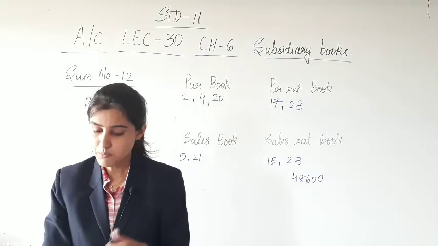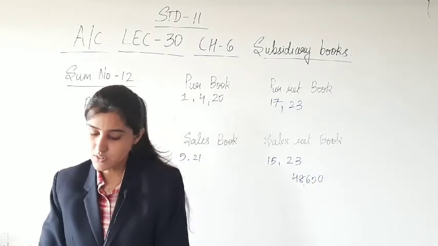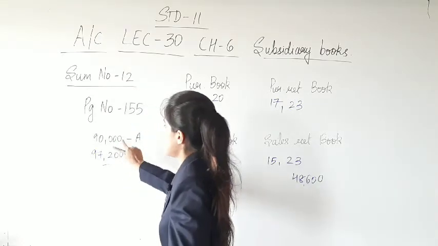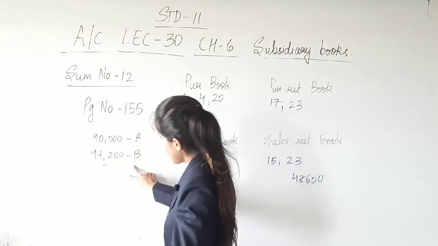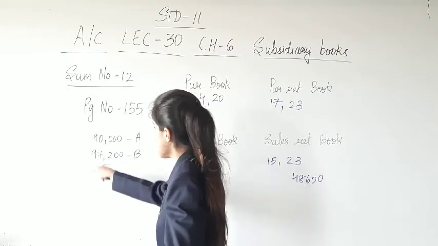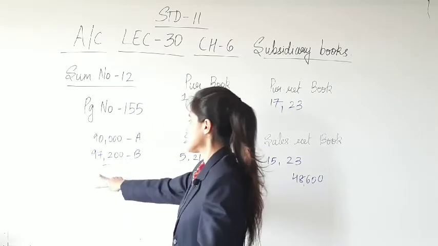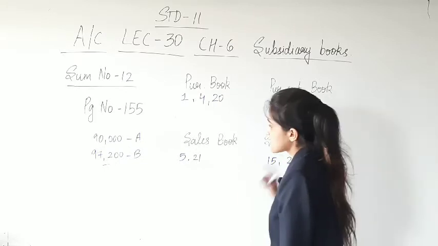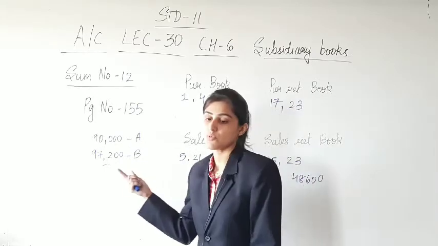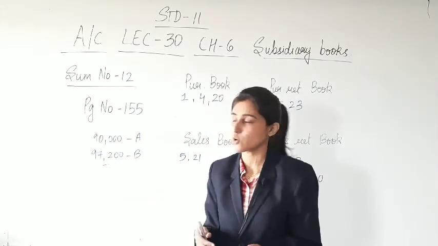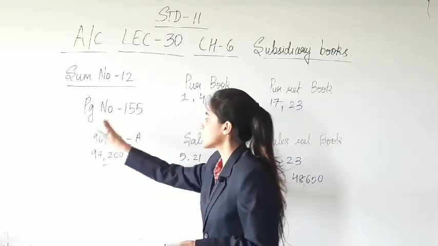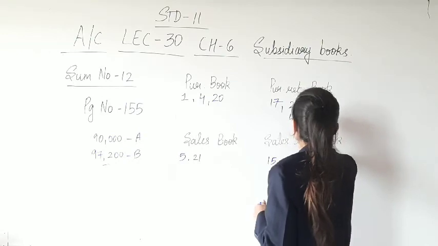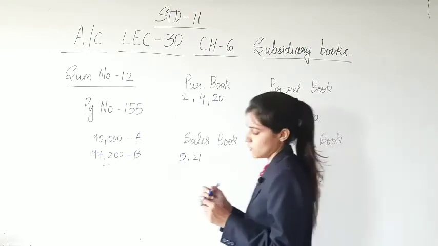In purchase return book, I will return these goods to Anuti, the half of what I have purchased. Like Bala has returned half of what he has purchased, half of 97,200, which is 48,600. The same goods I will return to Anuti. Why? Because I have purchased those goods from Anuti. So the half for 90,000, 45,000 I will return to Anuti on 23rd of November.